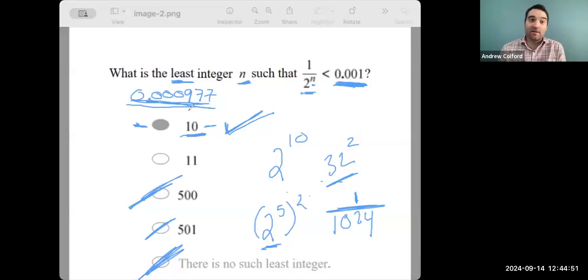Just a strategic point here. When the question says, what's the least value, what's the greatest value, if you're testing, you want to start at the highest or lowest value.